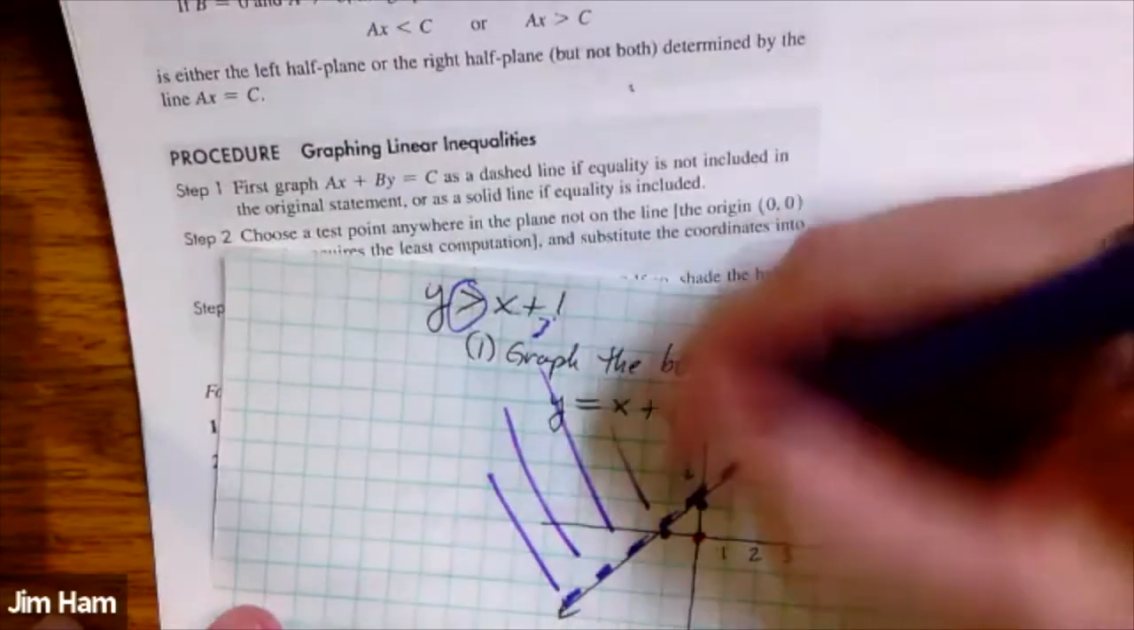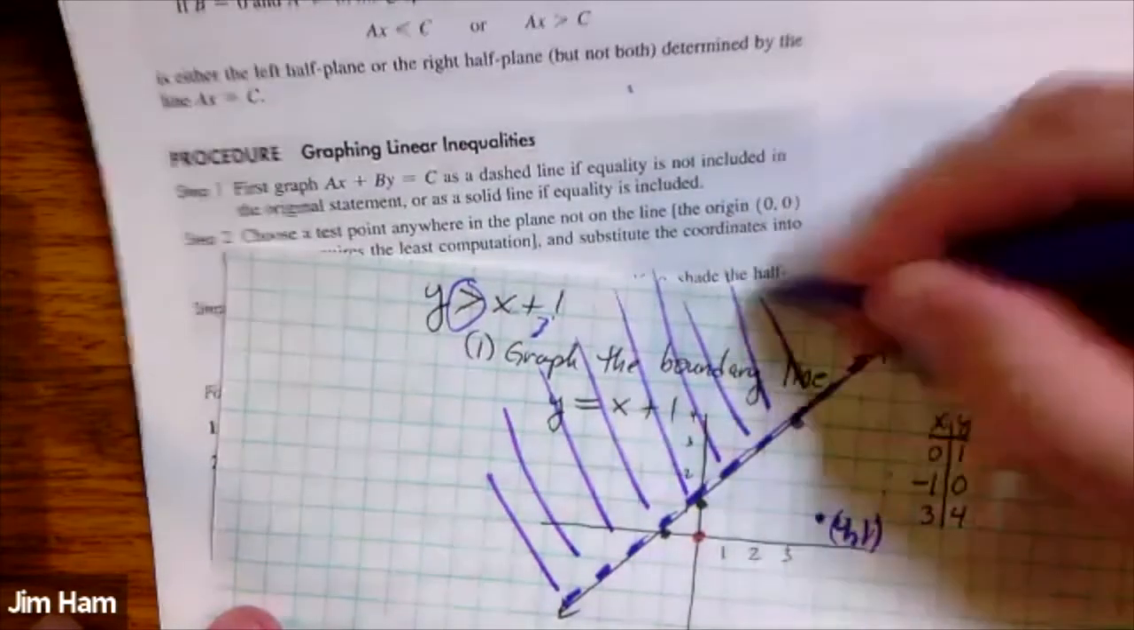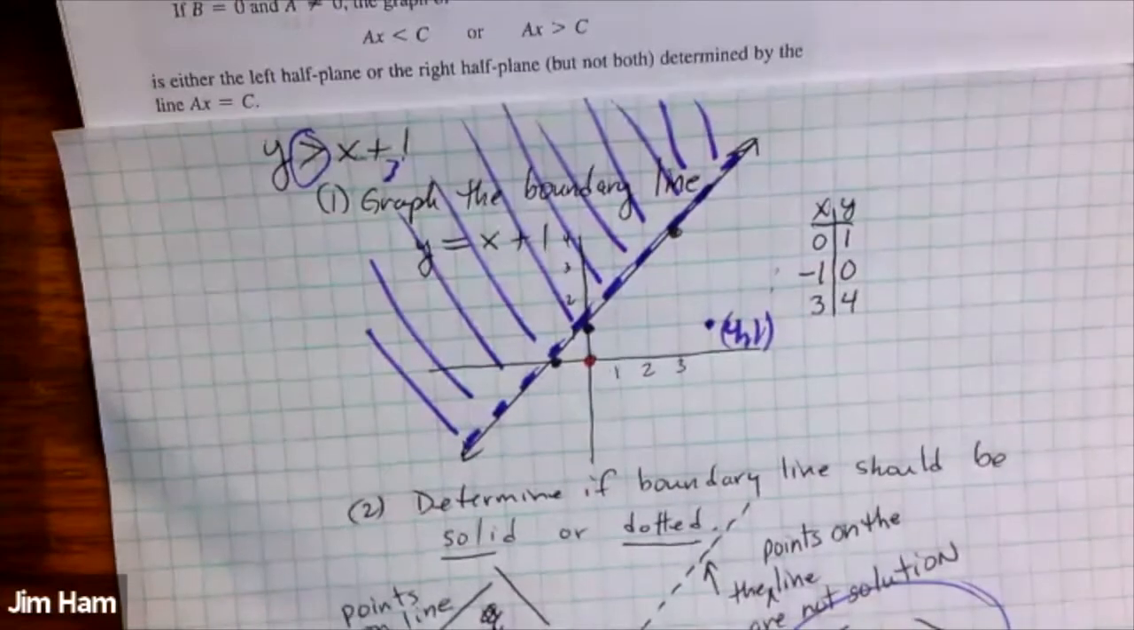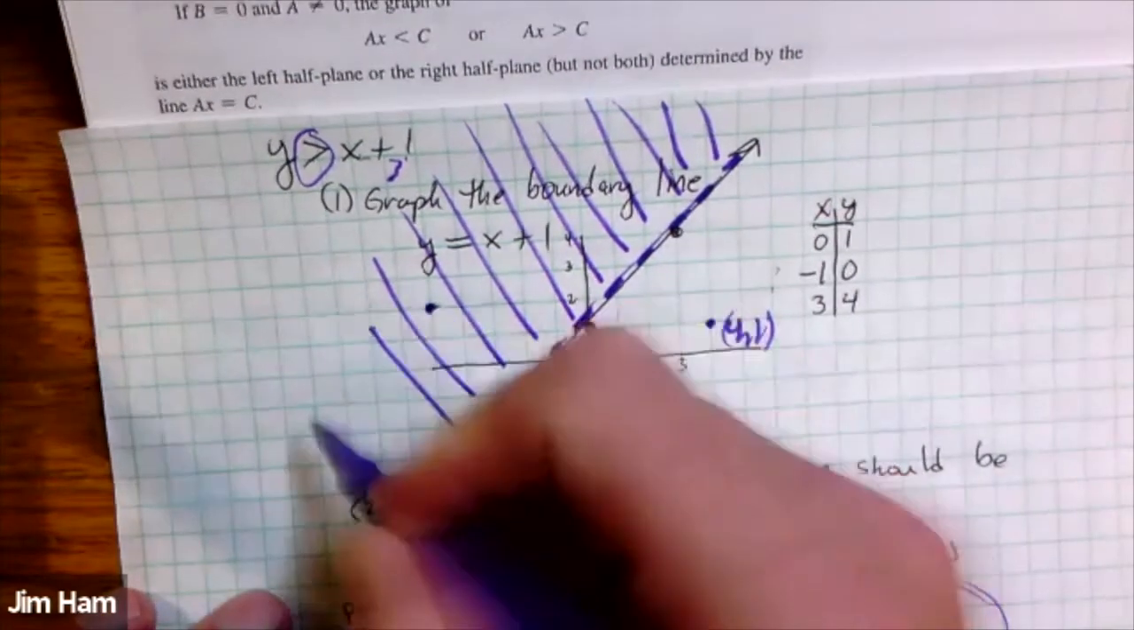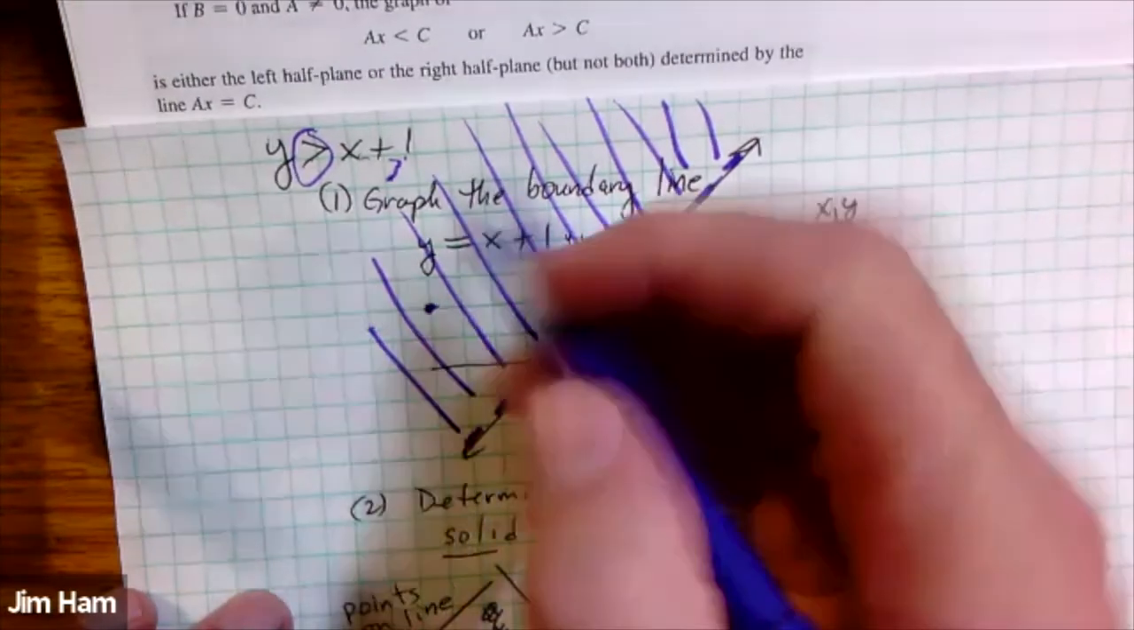So here's what we're going to do. We're going to shade everything above the line, and this would represent all the solutions. We can't possibly list them all, but all solutions come in the form of an ordered pair, an XY ordered pair. And if you check any ordered pair that falls in this shaded region, it'll work in our inequality.